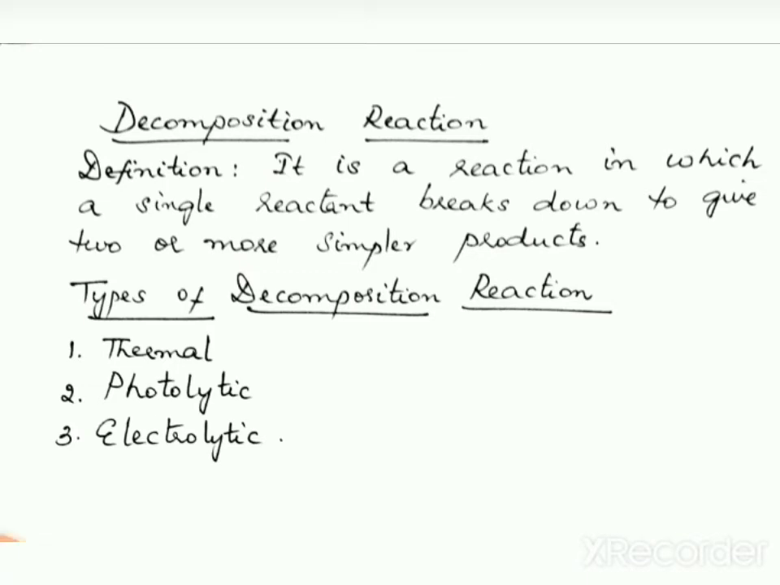Decomposition reaction. How can you define a decomposition reaction? It is defined as a reaction in which a single reactant breaks down to give two or more simpler products. As I have told you earlier, there are three types of decomposition reaction: thermal, photolytic and electrolytic decomposition reaction. It is based on whether energy is provided to the reactants in the form of heat, light or electricity. We shall now try to learn the following examples in detail.